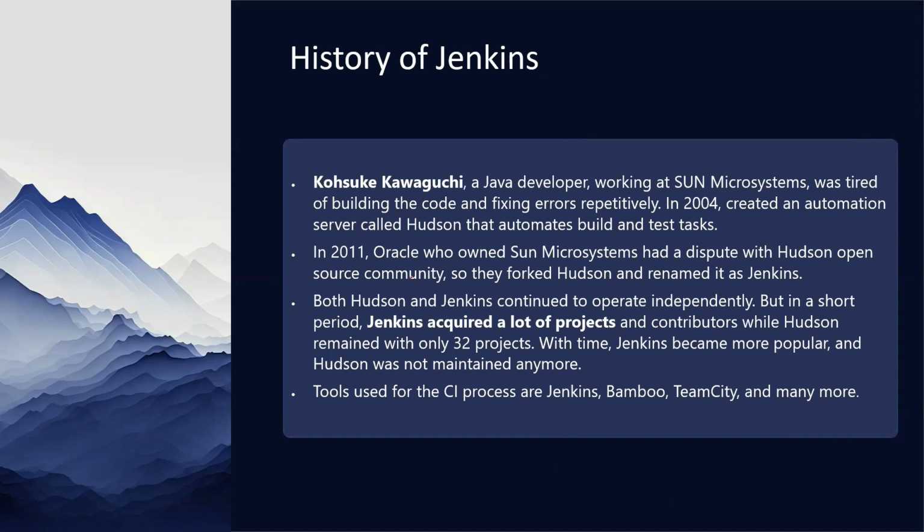And in 2011, Oracle, who owned Sun Microsystems, had a dispute with the Hudson open source community. So they forked Hudson and renamed it Jenkins.